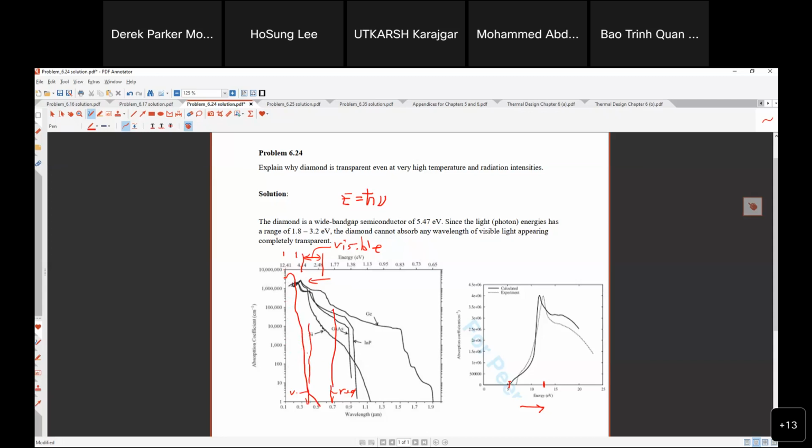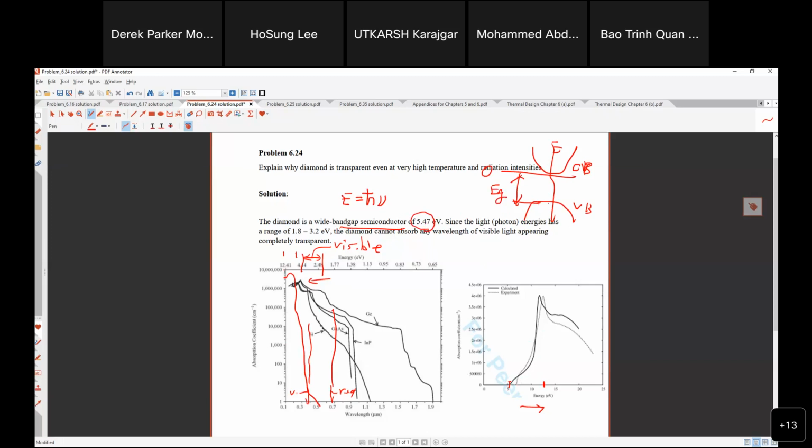Diamond, it turns out, is related to the band gap: the valence band and the conduction band. This is 0, and this is energy. So this is the band gap. The energy gap turns out to be 5.47 electron volts for diamond. So this is what happened, 5 here.